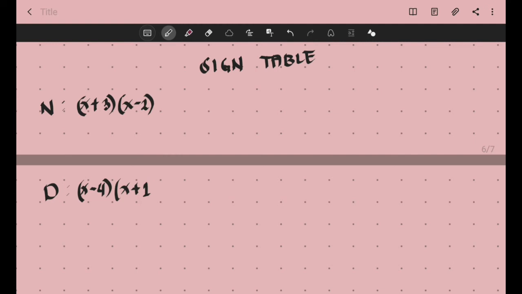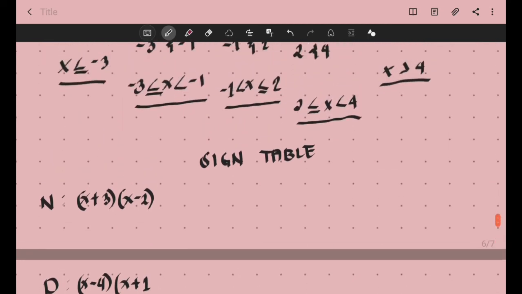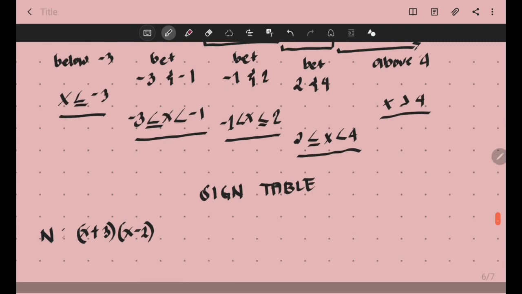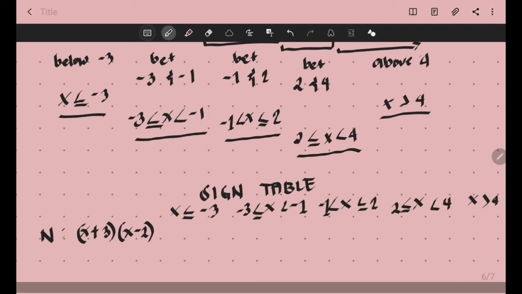Okay. So, bago tayo tumungo doon, ano-ano muna ba yung ating mga interval? So, itong mga intervals na to na nakuha natin, isusulat din natin sa sign table. So, we have x is less than or equal to negative 3. We have x is between negative 3 and negative 1. X is between negative 1 and positive 2. X is between positive 2 and positive 4, and x is greater than 4.